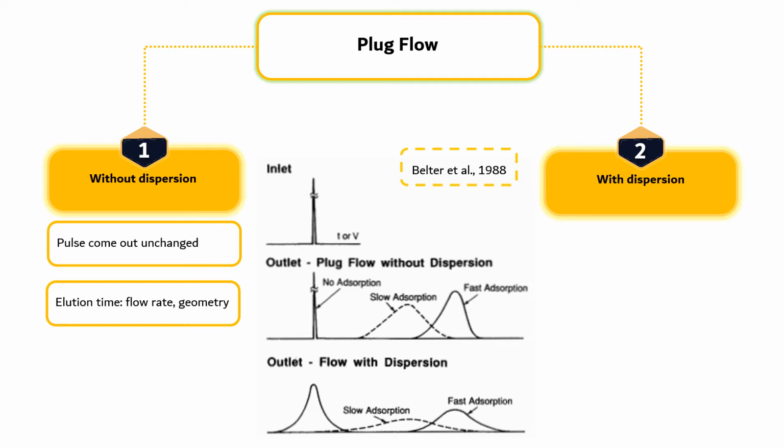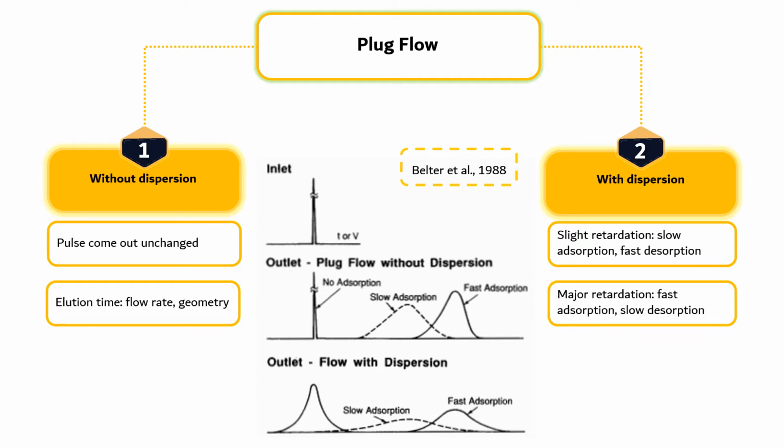If a solid reacts with the column packing, it can be retarded. The amount of retardation depends on the nature of this reaction. If the reaction involves slow adsorption and fast desorption, the retardation may be slight. If it includes fast adsorption but very slow desorption, the retardation will be major. Pulses of different solids will be retarded by different amounts, which is the basis of chromatographic separations.